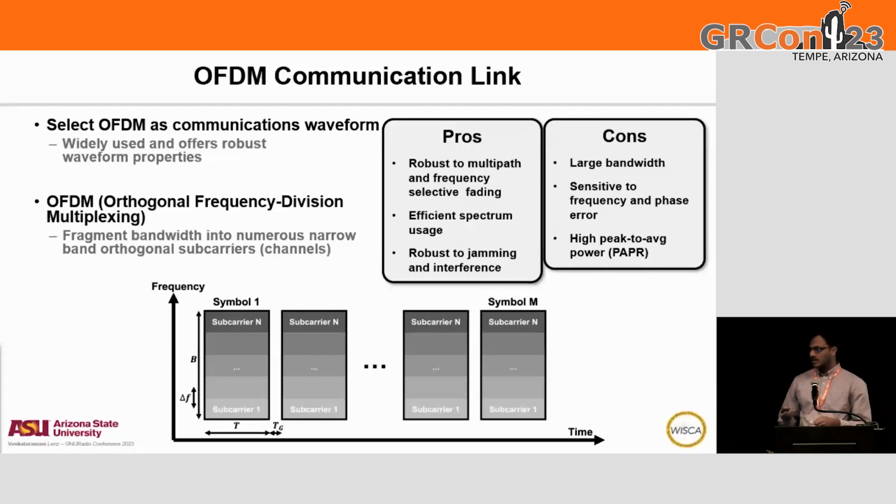Many of us know that there are a lot of advantages to the OFDM waveform in sensing. It's robust to multipath, has better spectral usage, and is robust to jamming and interference. Of course, there are some demerits with the PAPR of the signal, but I think we can still utilize that in our favor.